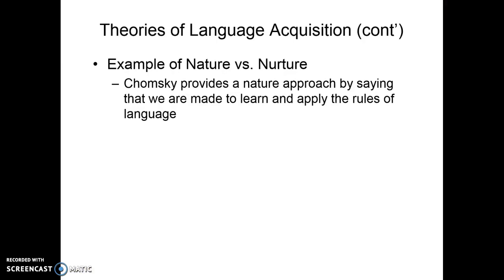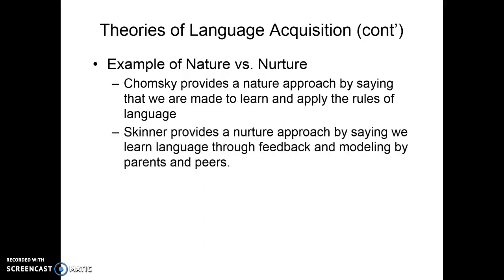All right. So when we look at those two perspectives, the behaviorist perspective, which came to us from Skinner, and the nativist perspective, which came to us from Chomsky, now what we're going to do is look at nature versus nurture. So Chomsky gave us, which one did he give us again? Nativist. Yep. So Chomsky gave us a nativist, and Chomsky provides a nature approach by saying that we are made to learn and apply the rules of language, specifically because it's something inside of us that we are born with. And nature, when we look at nature versus nurture, nature is an argument that we are born with something. All right, so Chomsky is definitely on the nature side of that argument.